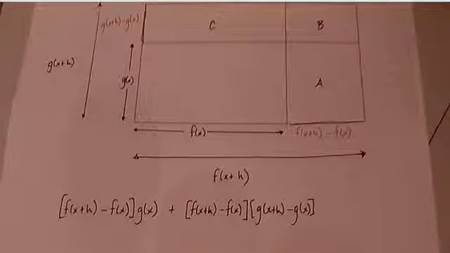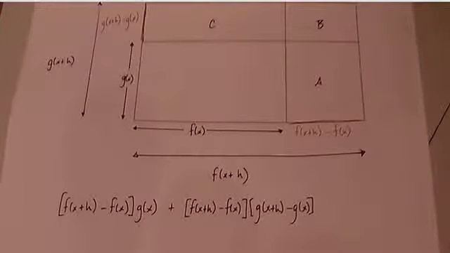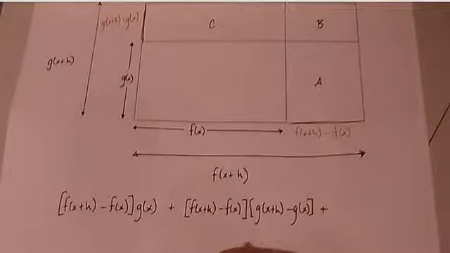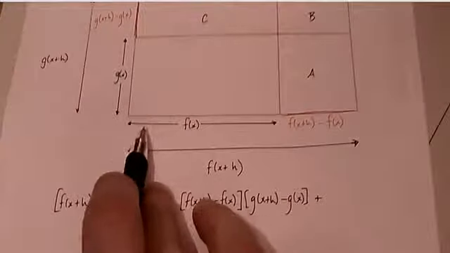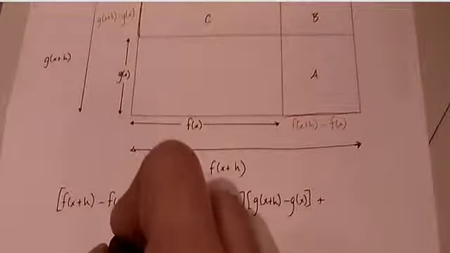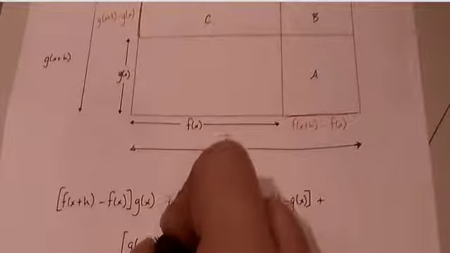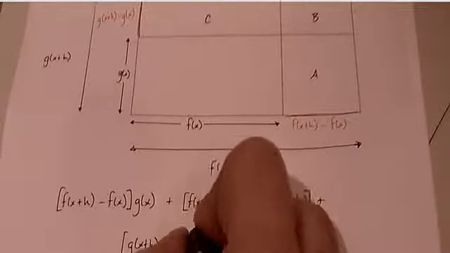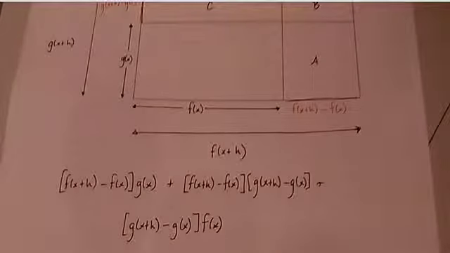And of course, the only thing that we have left is to find the area of C, which, as I'm sure you have already figured out, I'm going to have to wrap around down here. It's going to be f of x, because if this is f of x, this is f of x. It's going to be g of x plus h minus g of x times f of x. Okay?